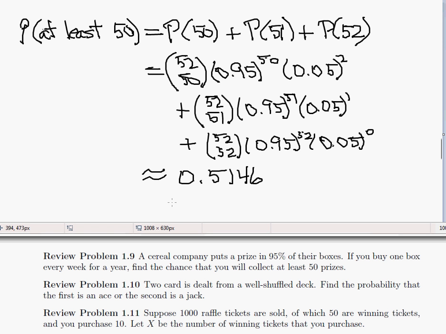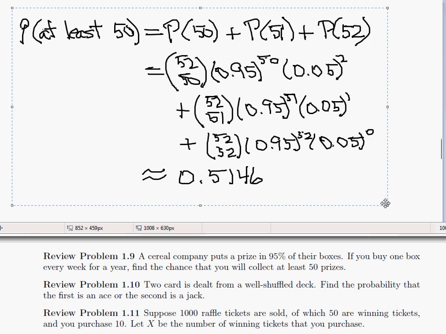It turned out for this one it was not advantageous to invert, meaning that at least 50 is the opposite of less than or equal to 49. But clearly it was a lot less work to do 50 or more, just adding these three numbers up, than it would be to do 49 or less, which would be 50 numbers being added up. So here it was more advantageous to add directly.